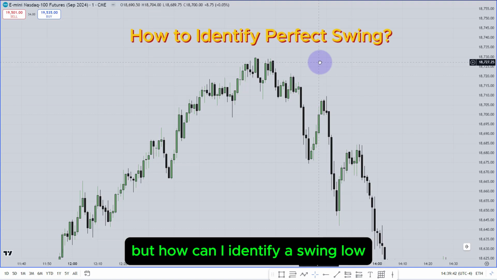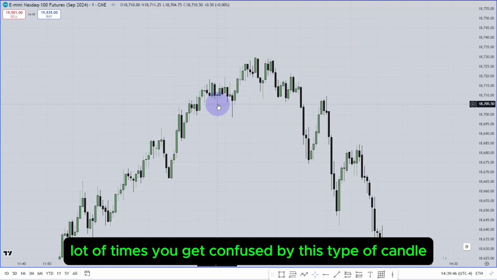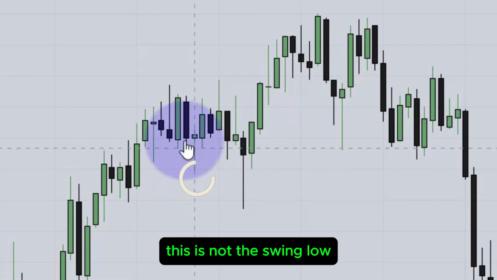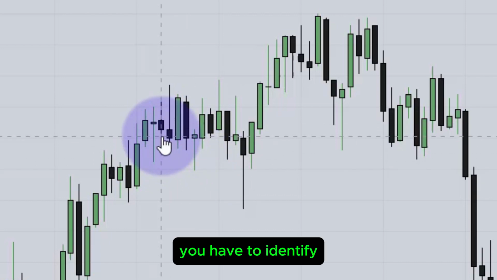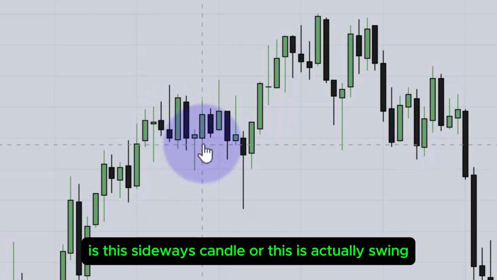But how can I identify a swing low? A lot of times you get confused by this type of candle, which is not a swing low. This is a sideways candle. This is just a low. You have to identify whether this is a sideways candle or an actual swing.